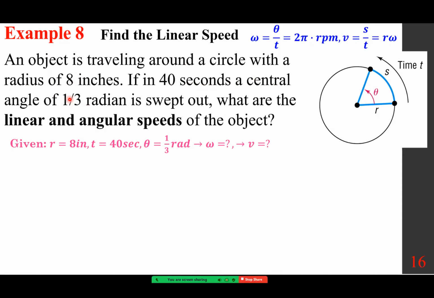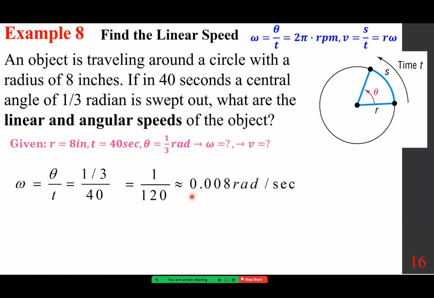So R is 8 inches. Over the course of 40 seconds, we cover 1/3 of a radian, and we want both V as well as omega, and omega is defined as theta over t. Theta over t, 1/3 over 40 makes it 1 over 20, roughly 0.008 radians per second.